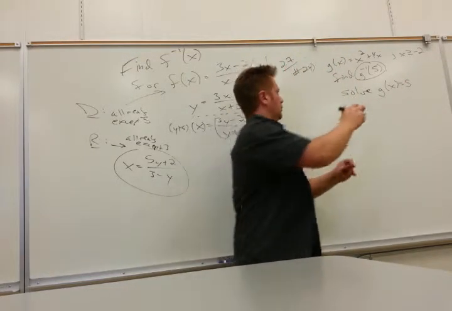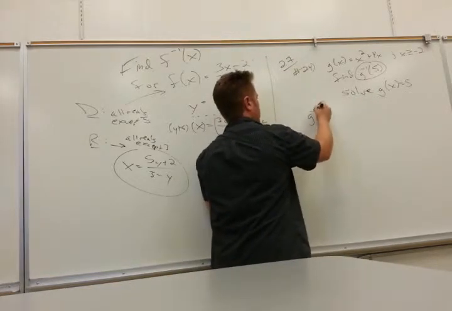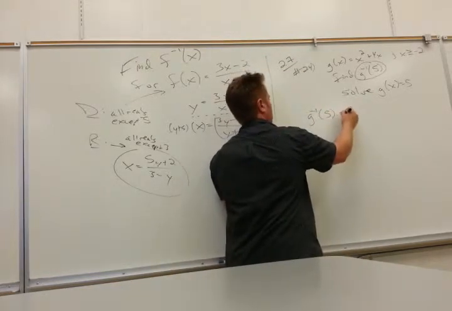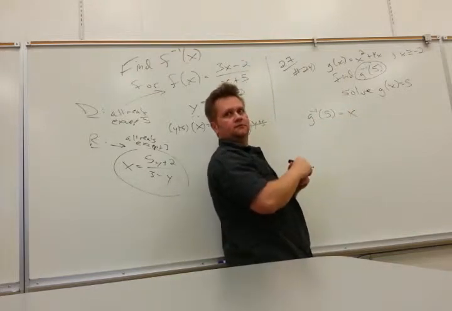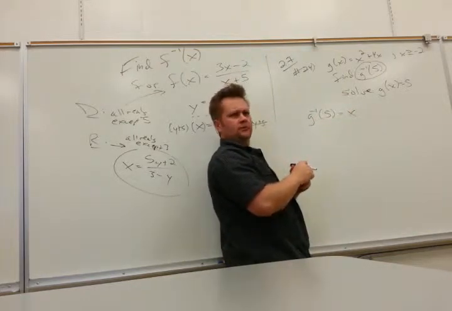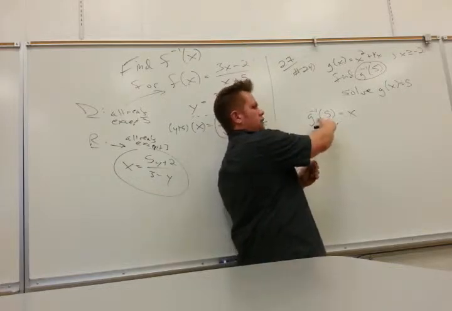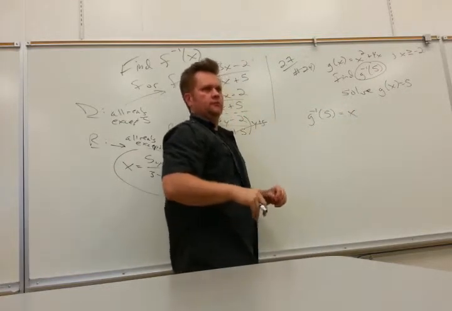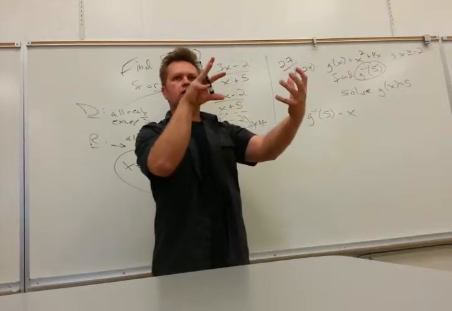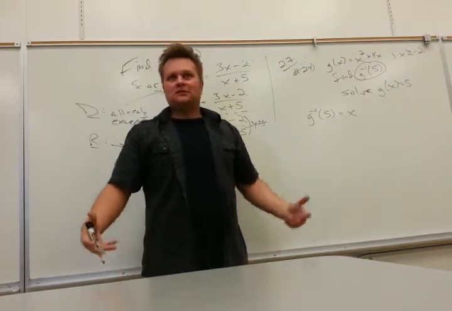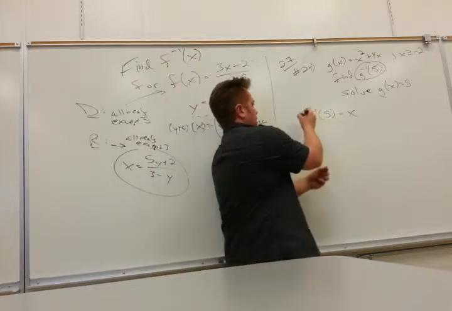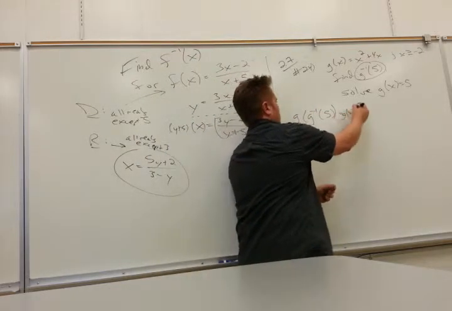I don't know what that is, but I know it's going to be the input for the first function, right? You guys good so far? The output of g inverse would be an x value, because the input of g is an x value. They are inverses of each other, hence the name. If I take g of both sides, what's going to happen?